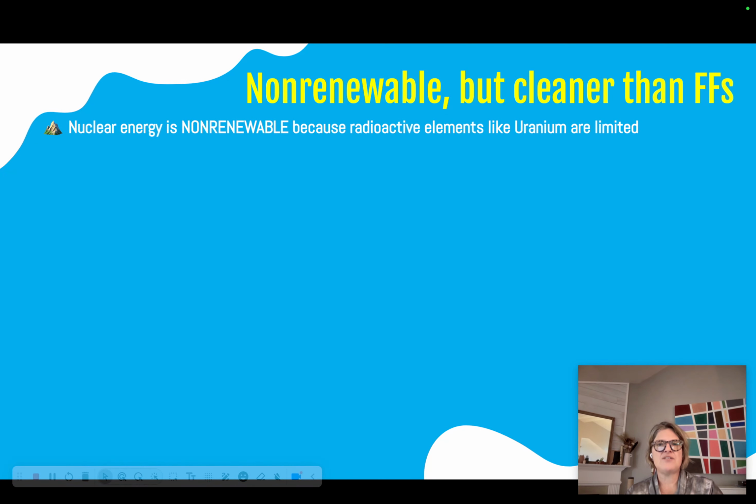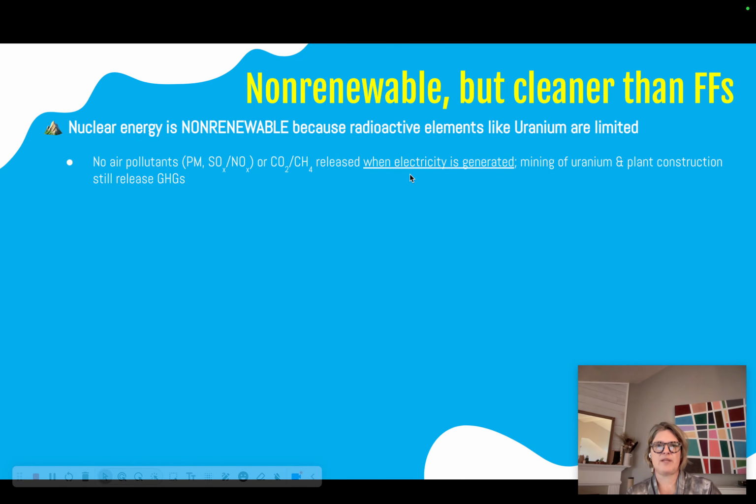And so I do tend to think of nuclear energy as being renewable because it's so plentiful, and because we get a ton of electricity from such a small amount of fuel. But it's not actually renewable. It's non-renewable, because the elements that we get the radiation from, like uranium, are limited on the planet.